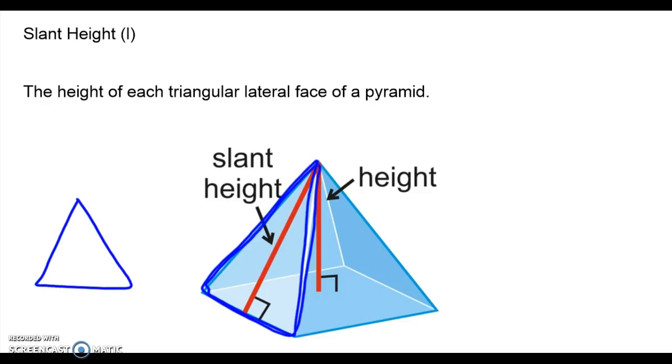Let me draw it two-dimensionally here. We need to use the slant height as the height in base times height to find the surface area. We can't use the regular height of the pyramid; we have to use the slant height. Slant height is going to be important in our surface area unit and then in our volume unit coming up in a couple weeks.